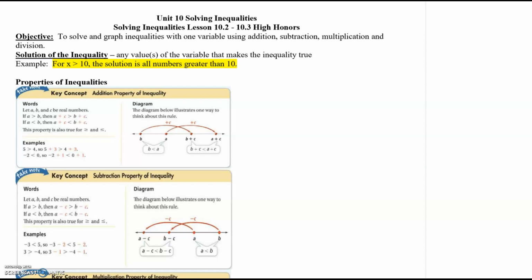So today I think you'll find this to be somewhat of a review because you'll be solving these inequalities just like you'll solve an equation, and then you'll be graphing them on a number line. So let's get started. Our objective is to solve and graph inequalities with one variable using all four operations. Remember, the solution to an inequality is any value or values of a variable that makes the inequality true. For example, x is greater than 10. The solution is all numbers that are bigger than 10.